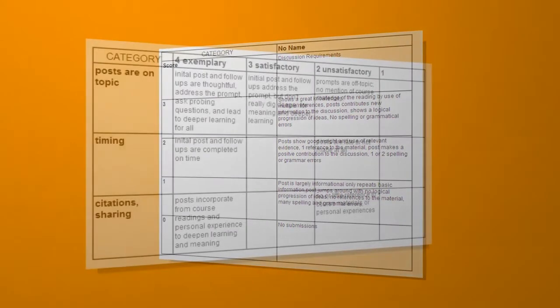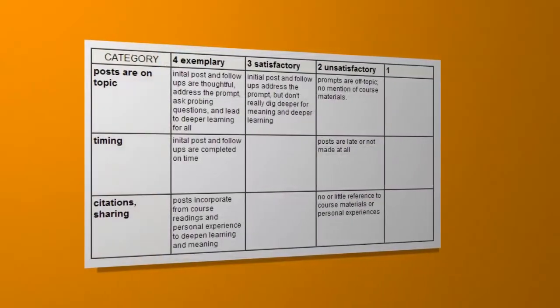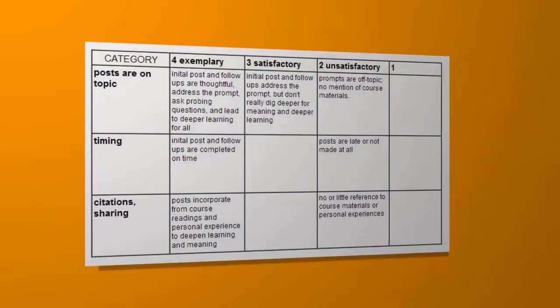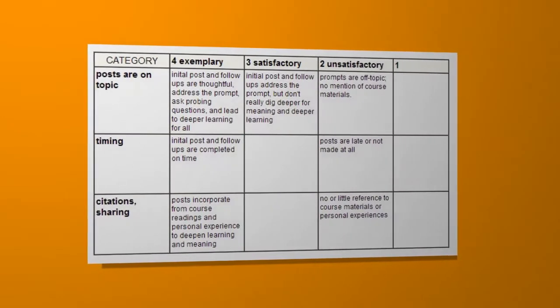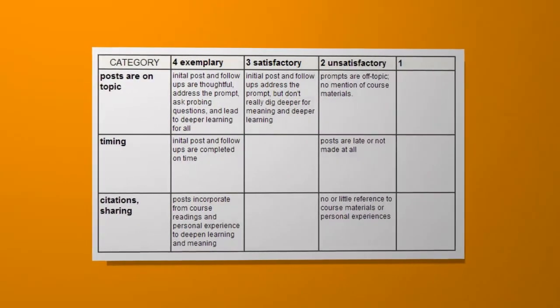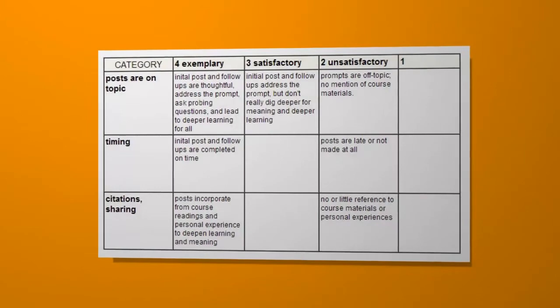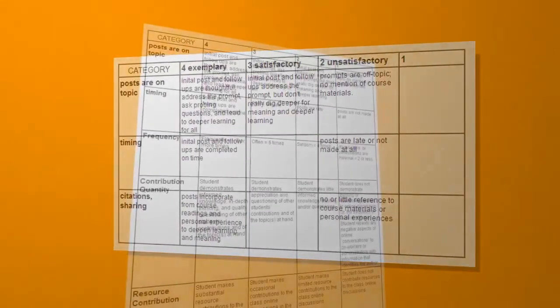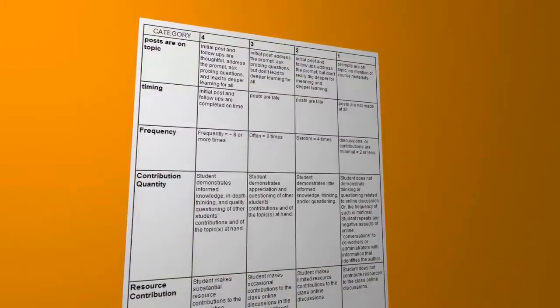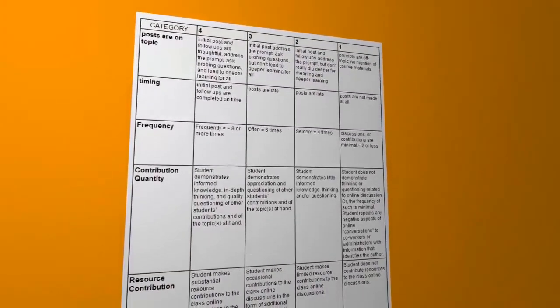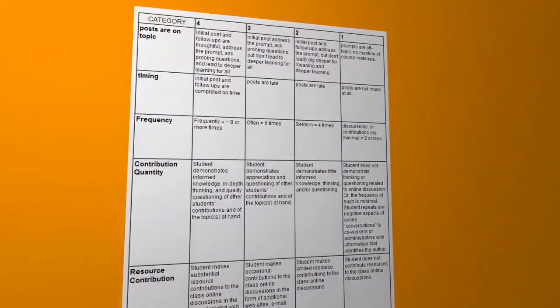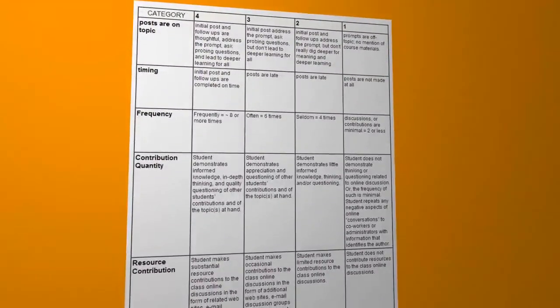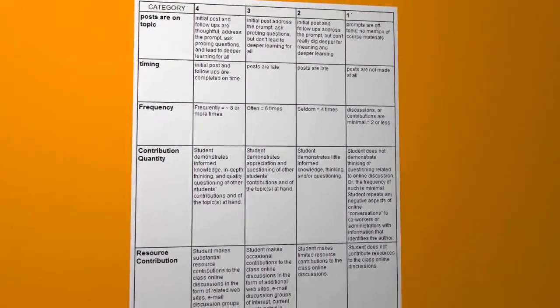Here's a slightly more useful rubric that again grades on a 4-point scale, but separates them into 3 categories, making sure that all the posts are on topic, posted on time, and contain citations. This third example allows a similar pattern, but breaks out additional categories such as frequency and contribution quality.